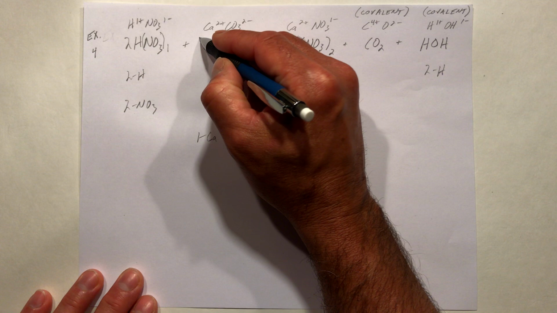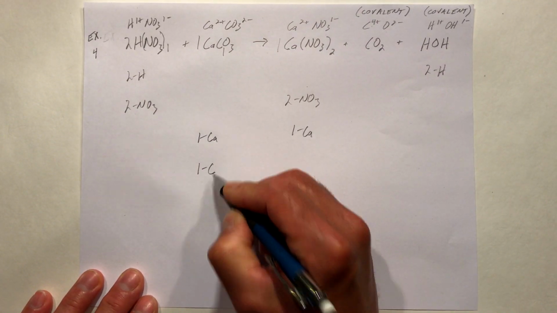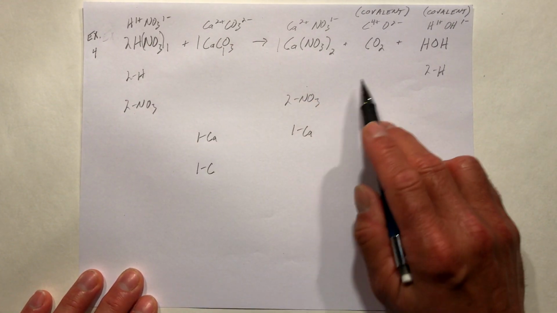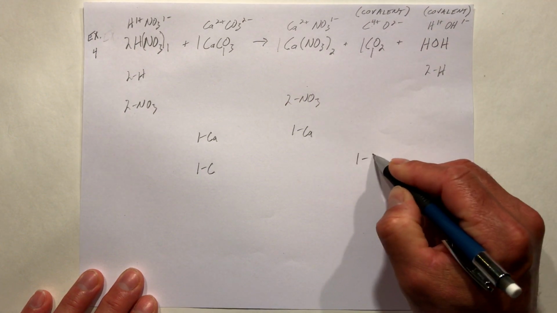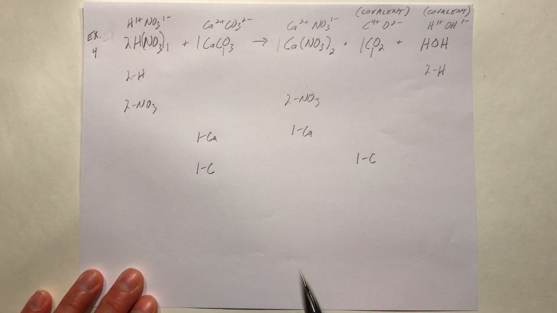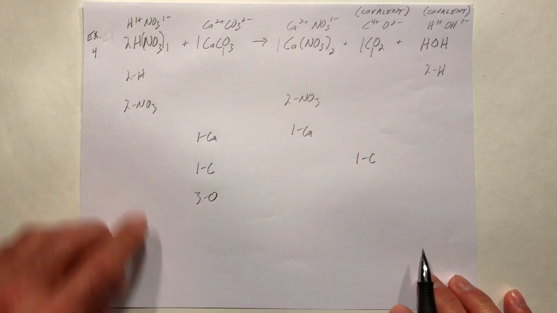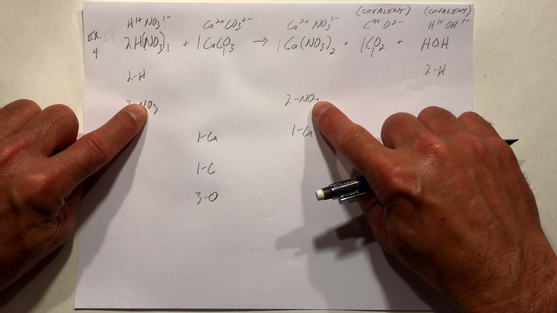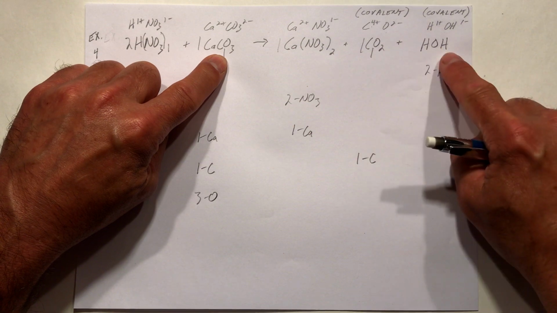So let's count the C's. Coefficient of 1 times subscript of 1 means 1 C. And there's no other C's on the left. There's Ca, but we counted Ca. And then on the right, we have 1 times 1, so we have 1 C. And now on the left, we have 1 times 3 is 3 O's. And be careful, we counted the O's in NO3 already here and here. So we're just going to count the O's that we haven't counted yet. So we're going to count O's here and here and here.